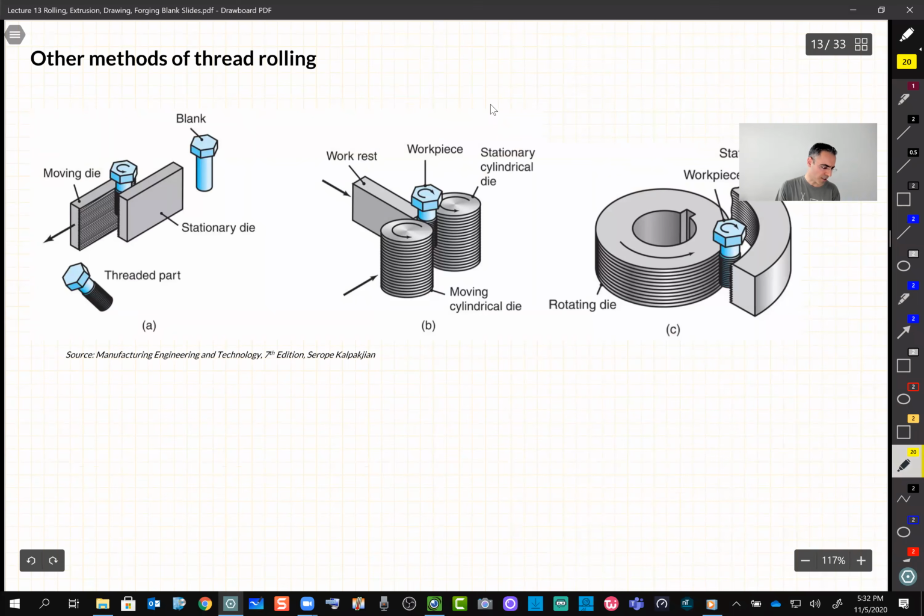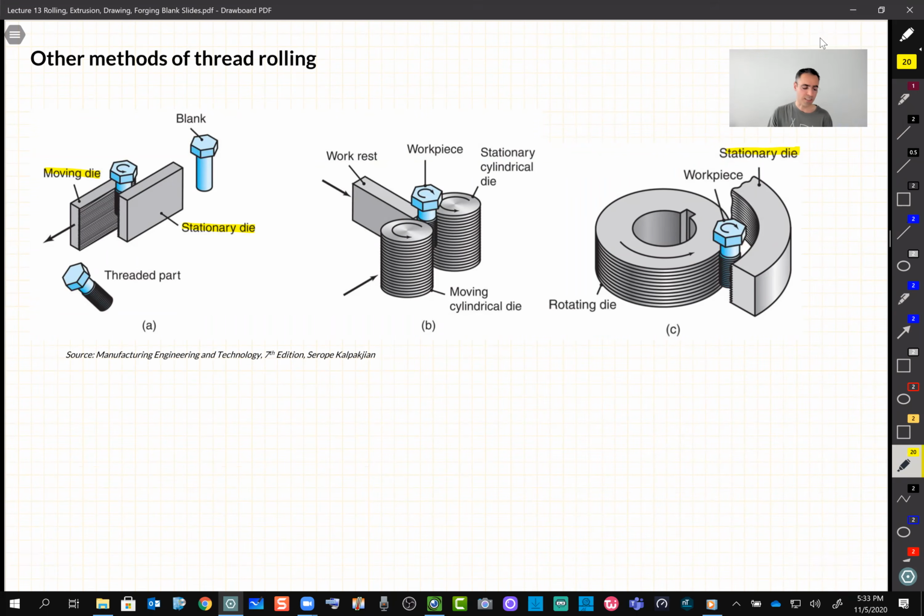So the die can be like here, where we have a stationary die and a moving die. It can be just flat plates. The picture in the middle shows a similar concept to what you just saw in the video. And then the last one, as you can see here, has the stationary die and an inner rotating die. Again, as I said, there is no difference in the final product. It's just a different machine, a different setup, and how they produce these parts.